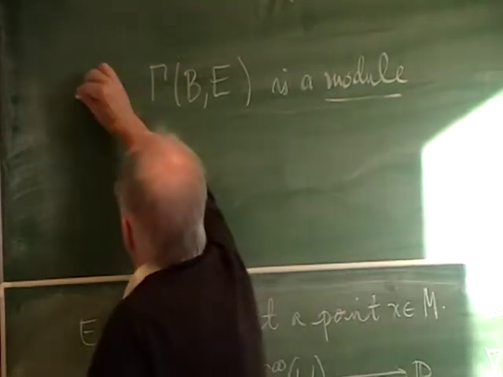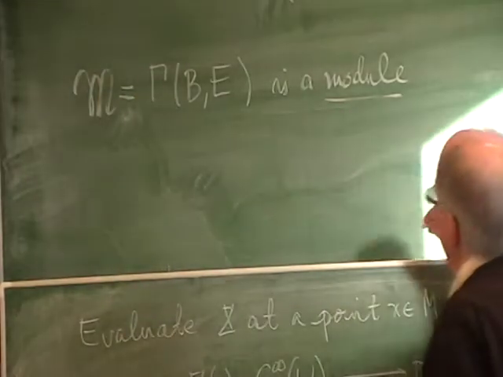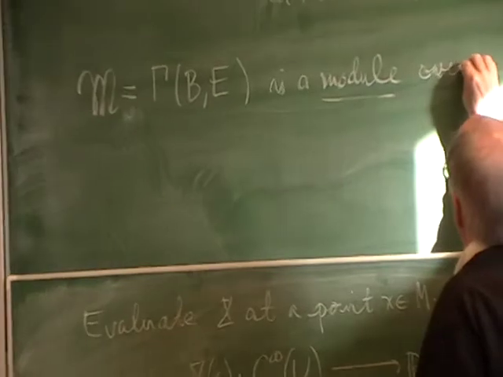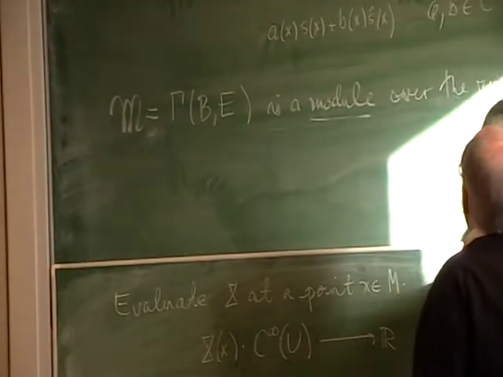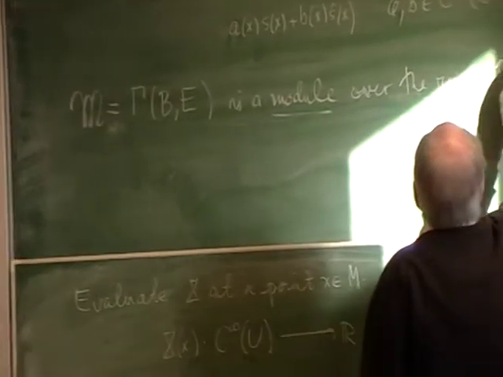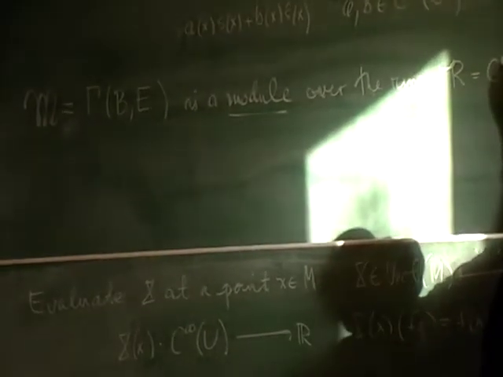And maybe I'll call this script M for now because I want to talk about it abstractly, is a module over the ring R. So it is a so-called R module, which in this case is just the ring of C infinity functions on the base.